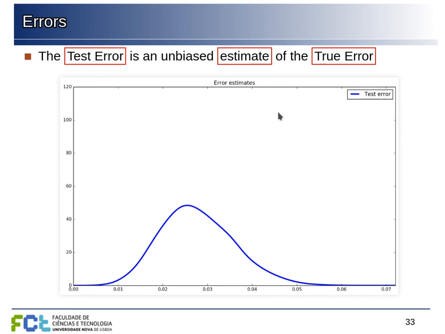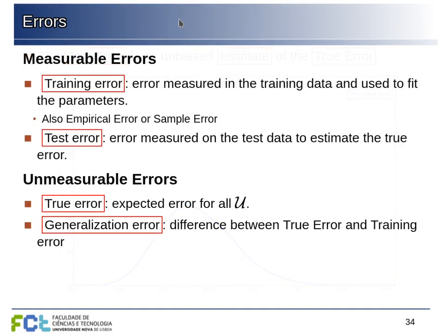However, this is an unbiased estimate, which means that if we do this an infinite number of times and take the mean, it will correspond to the true error. So this is unbiased because it's not tending in any direction. Basically, the mean converges to the actual value we're trying to estimate.